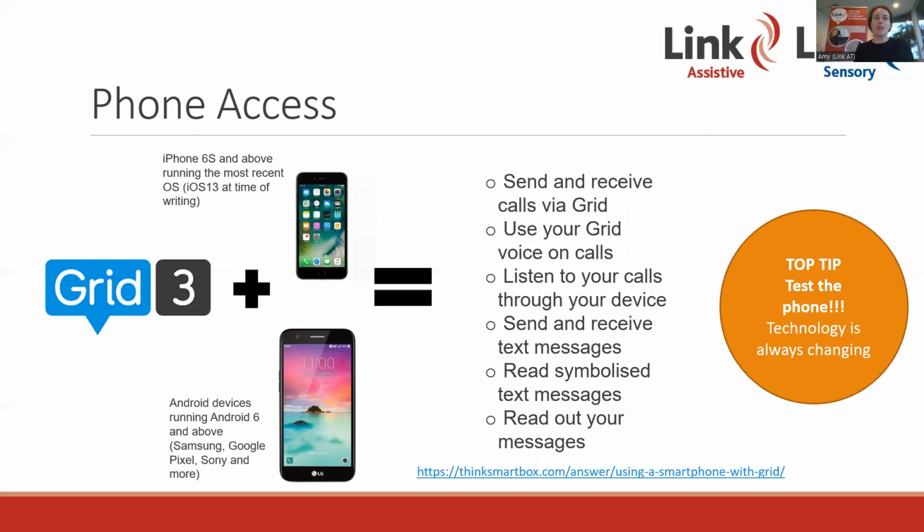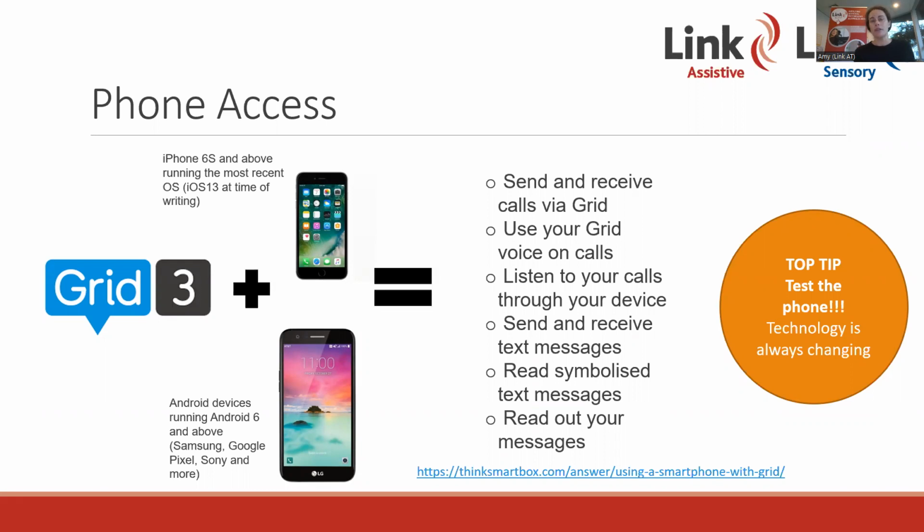Other people want to look at phone access. Phone access is actually really complex. And my top tip is really test it out during the trial. Test it with that person's individual phone because technology is always changing and it's relying on the connection into the software. So with Grid 3 at this current point in time, you can use the iPhone 6S running the most recent iOS 13. That's kind of when they started it. So anything iOS 13 and above. You can also use Android devices running Android 6 and above.